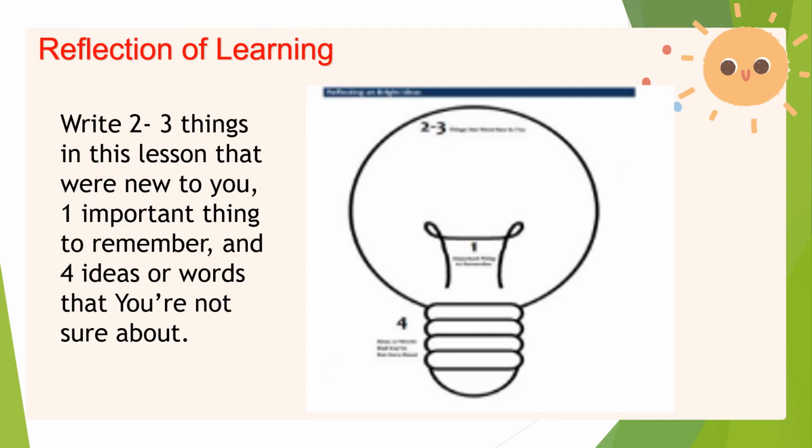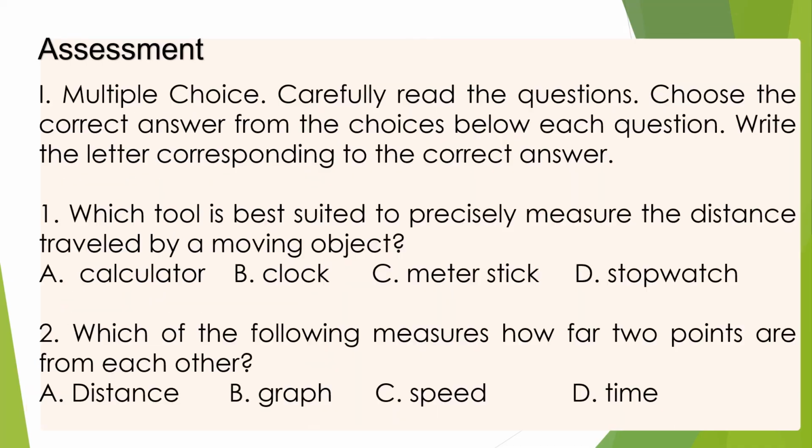Now this time, use the provided template, Reflect on Bright Ideas. So in the light bulb image, you will write 2 to 3 things in this lesson that were new to you, one important thing to remember, and 4 ideas or words that you're not sure about.